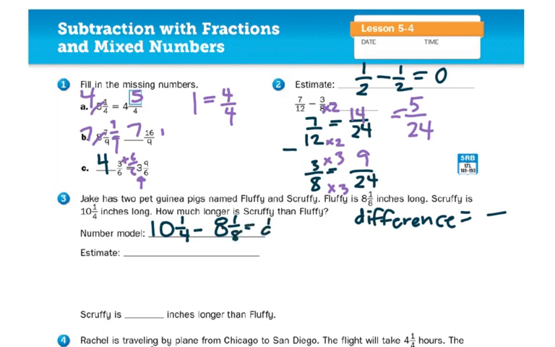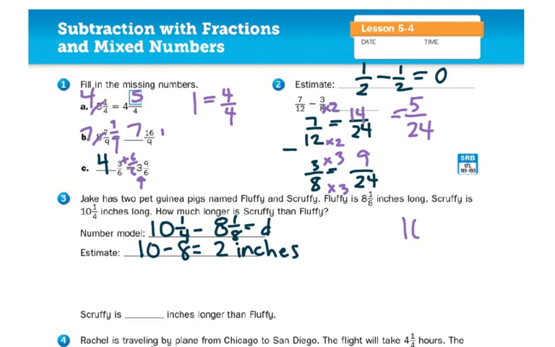I'm going to put D for dog, the variable, what we're trying to figure out. Estimate, I'm just going to say 10 minus 8 equals 2. I'm going to say he's about 2 inches. Now, I need this white space over here to rewrite this. And I want you to rewrite it, my friend. Yes, get that pencil out.